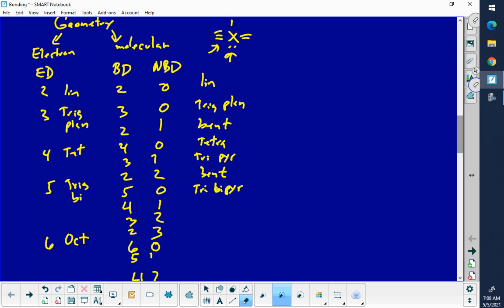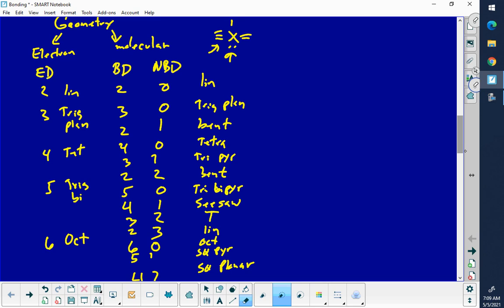bipyramidal. By the way, I would not abbreviate these on the AP exam. I'd write them out. But I figure you guys really know this, and I'm just reminding you. 4, 1, seesaw. 3, 2, T. 2, 3, linear. 6, 0, octahedral. 5, 1, square pyramidal. And 4, 2, square planar, right? So make sure you know all those.